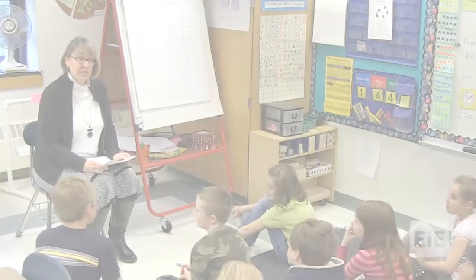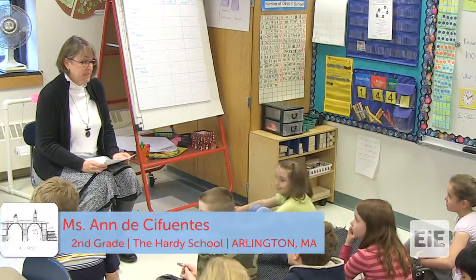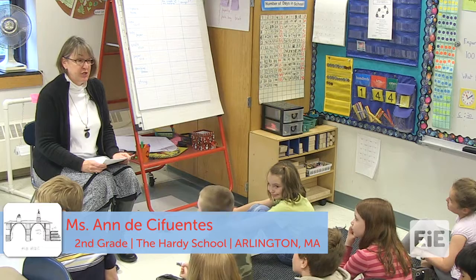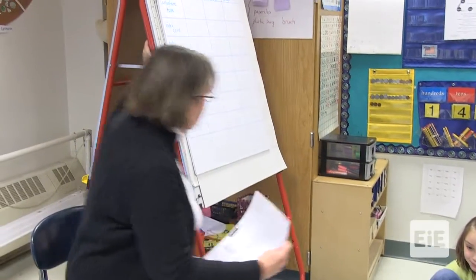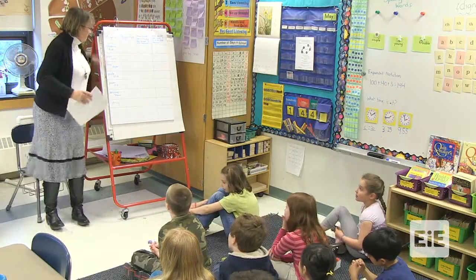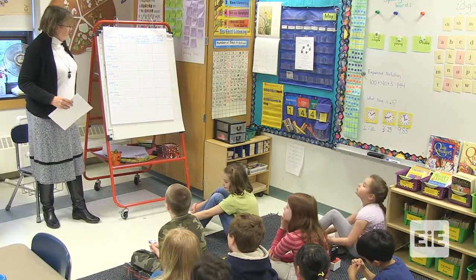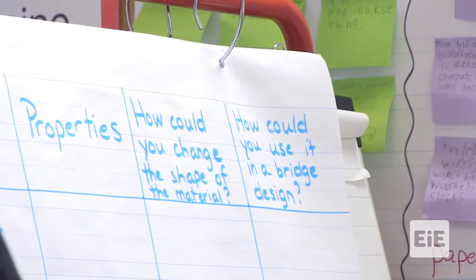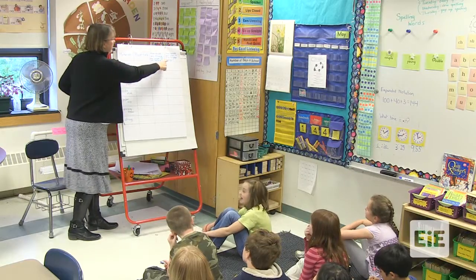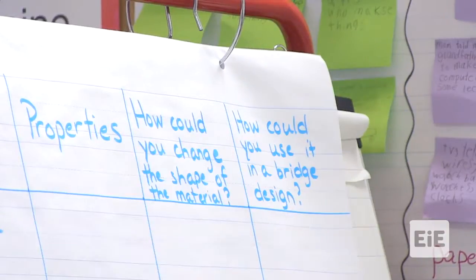We're going to be building a bridge, and today we're going to be looking at some of the materials that you will be able to use. Up here on this chart, I have a list of materials down the side. Then it says here, properties. How could you change the shape of the material, and how could you use it in a bridge design?